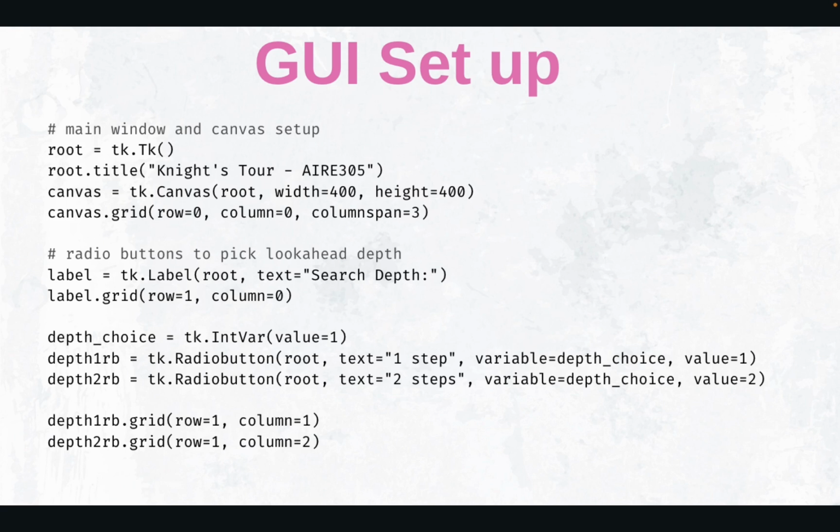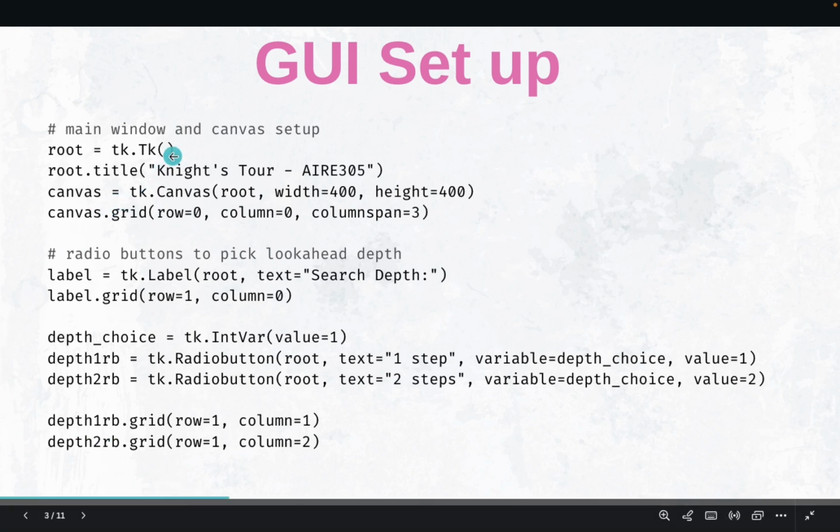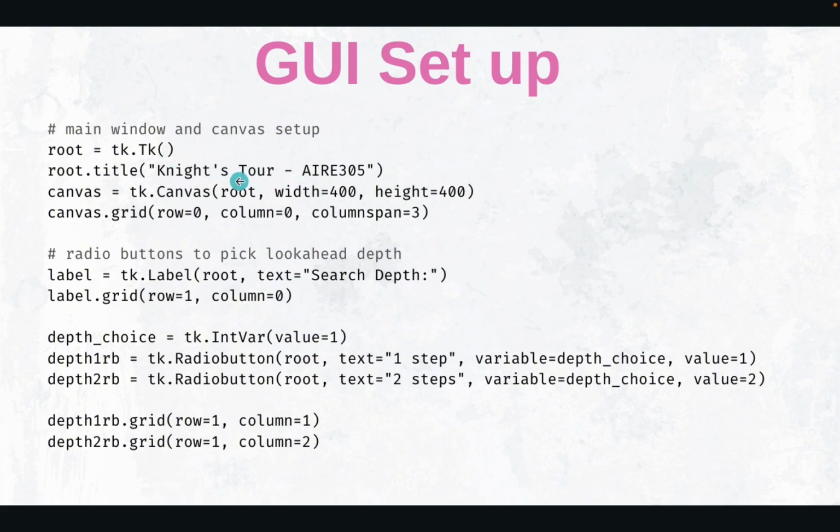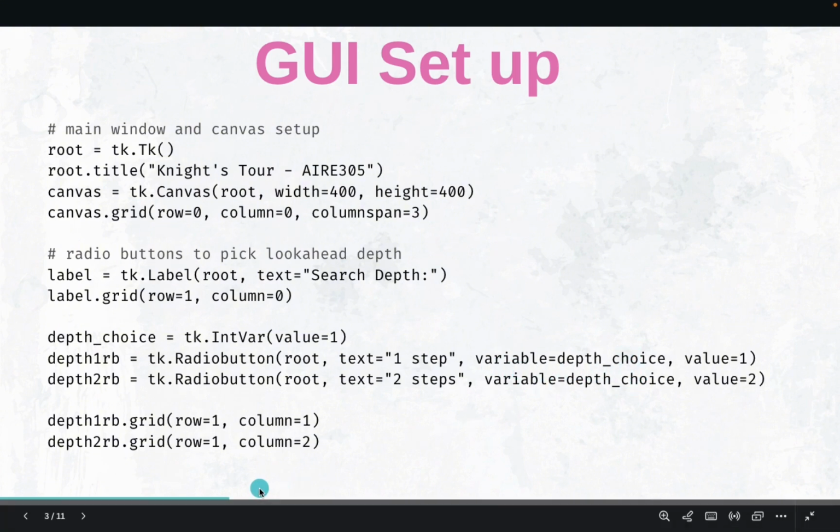And now for the GUI setup, we started by creating the main application window using tkinter and set the title to be Night Tour. Then we added the canvas, which is where the chessboard will be drawn, and placed it in the window. Below the canvas, we added a label and two radio buttons that let the user choose which depth they want, either 1 or 2, and the default is 1. And these radio buttons update a variable called depth choice, which will be used later in the code. And we use .grid to place them in the window.